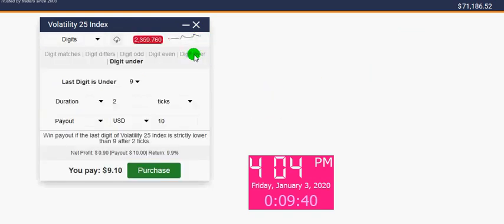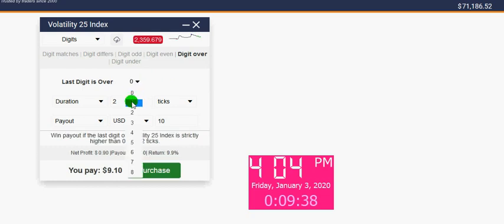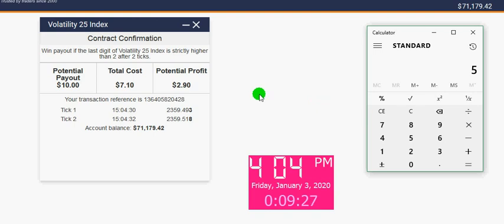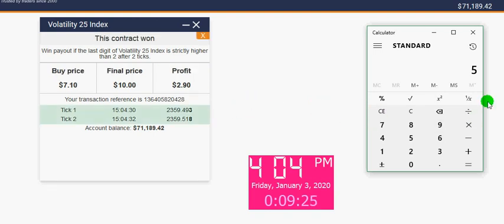We are going for the fifth trade. You change this to digits over again, then you change the last digit to 2, then you click on purchase again. That's our fifth trade. Let's wait for the outcome before we go for the final trade. So as you can see, we won the fifth trade.